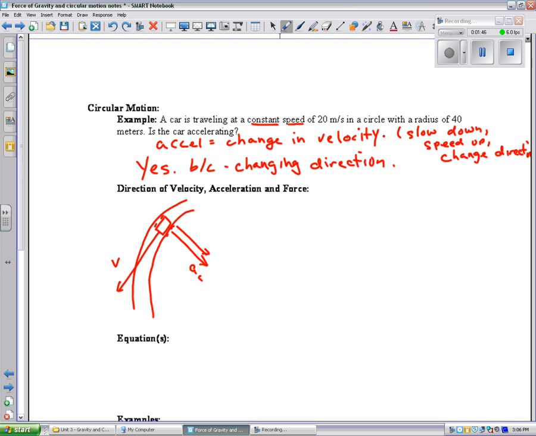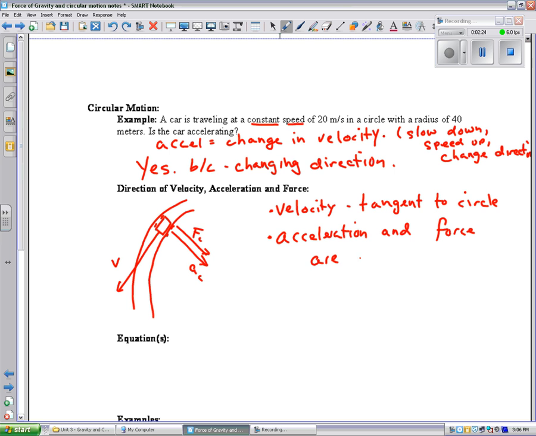The force is also going to be towards the center of the circle because F equals ma, force is mass times acceleration. The force and the acceleration have to be in the same direction. So we're going to say that the velocity is tangent to the circle, and the acceleration and force are centripetal. That is what the little C stands for in FC and AC, which means toward the center.